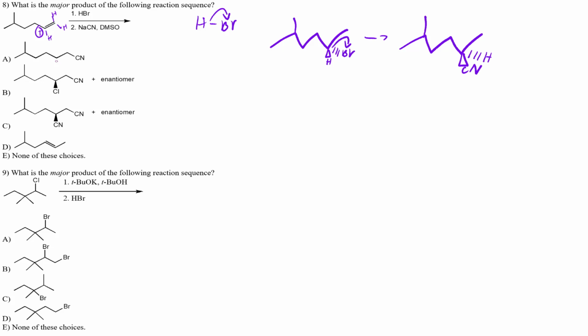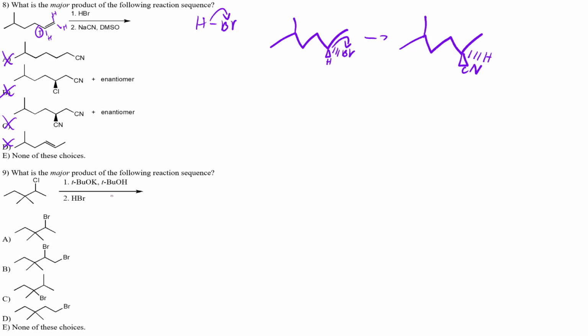Well, A is wrong because your cyanide is not in the correct position. B is wrong because you have 2 cyanides. C is wrong because you have 2 cyanides. D is wrong because you shouldn't have a double bond. And where's your cyanide? So E would have to be the correct answer choice. None of these choices. All right.